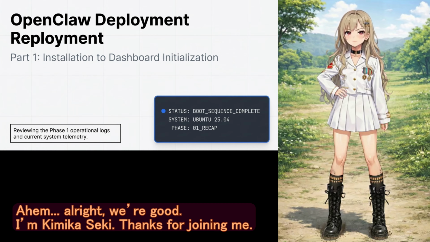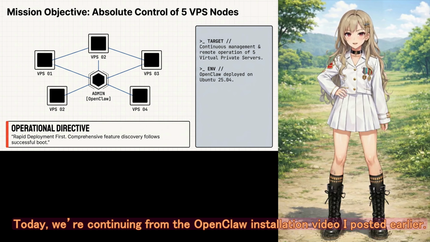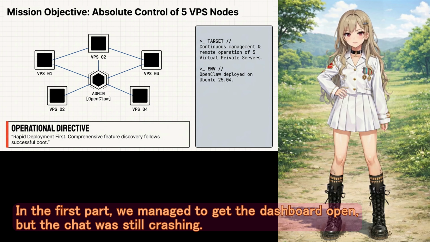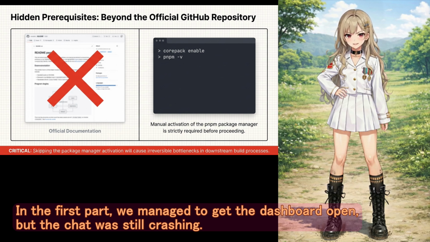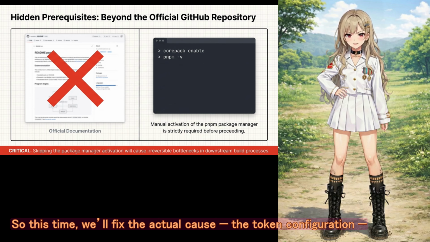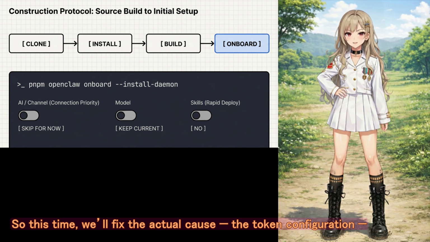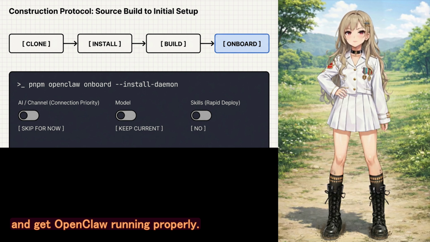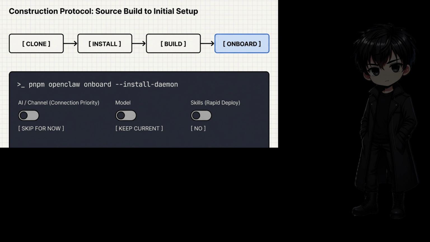Thanks for joining me. Today we're continuing from the OpenClaw installation video I posted earlier. In the first part, we managed to get the dashboard open, but the chat was still crashing. So this time, we'll fix the actual cause, the token configuration, and get OpenClaw running properly. Alright, let's jump right in.